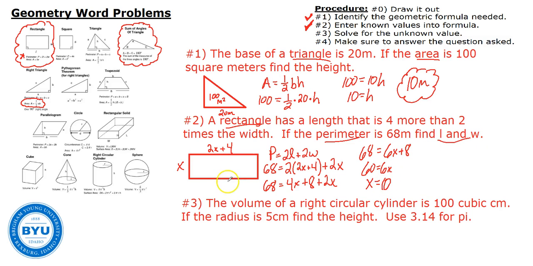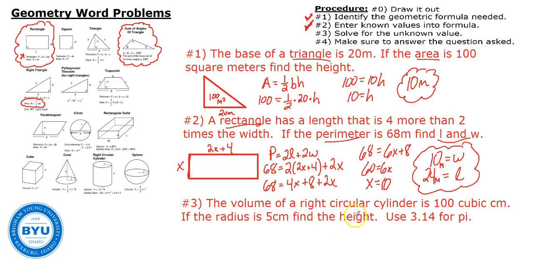Let's make sure we answer the question here. What's the length and width? So the width would be x, which is 10. So 10 is our width. And our length then would be, we'd have to type in 10 here. So 2 times 10 is 20 plus 4 is 24. And that would be in meters. It's always good to label your answers as well. So the width is 10 meters and the length is 24 meters.